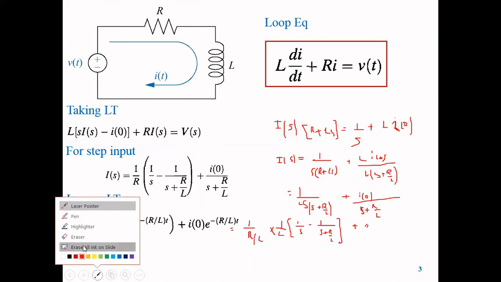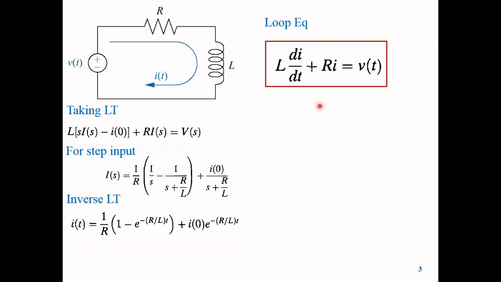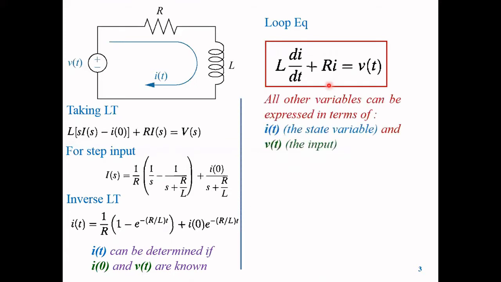Now we solve in the time domain. I(t) can be determined if I naught, v of input and initial conditions are given. So in the time domain, all other variables can be expressed in terms of I(t), the state variable, and the input. It is our choice to select the state variable. For this particular equation, we have chosen the current I(t) as the state variable.